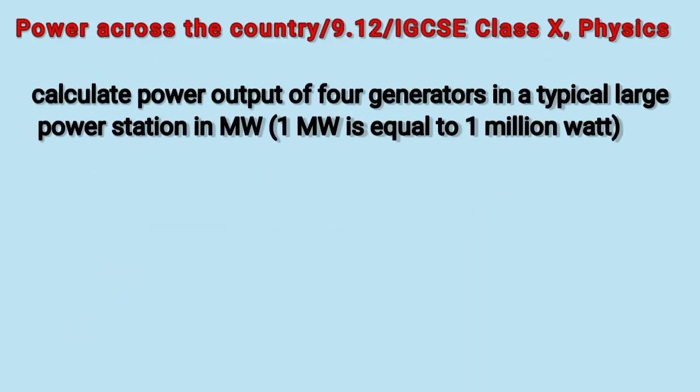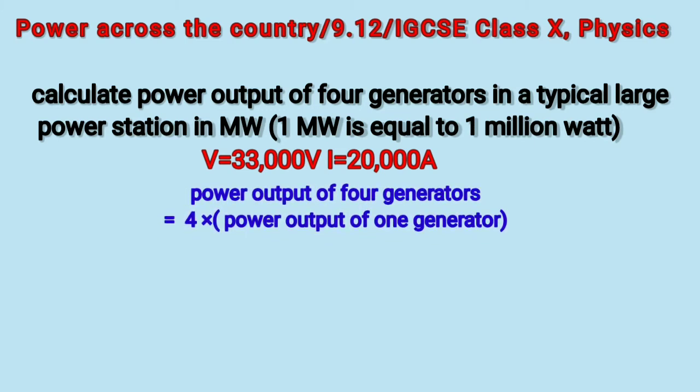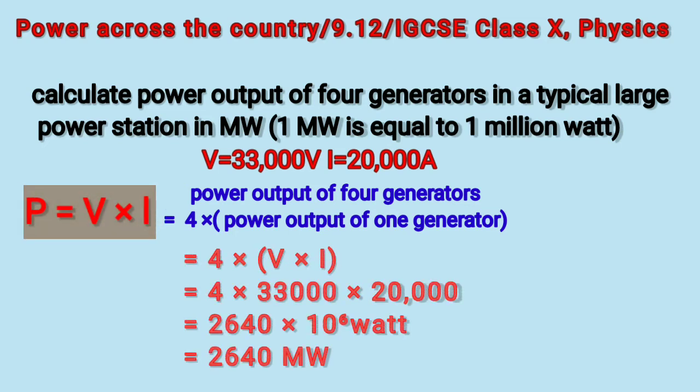Calculate the power output of 4 generators in a typical large power station in megawatt. 1 megawatt is equal to 1 million watt. In a typical generator, voltage is 33,000 volts and current is 20,000 amperes. So the power output of 4 generators is equal to 4 into the power output of 1 generator, that is 4 into V into I. 4 into 33,000 into 20,000 watt equals 2640 megawatt.